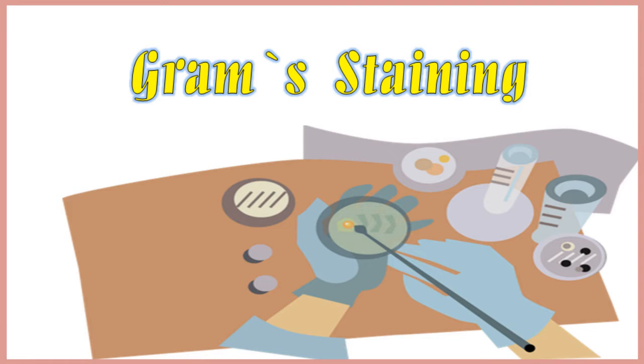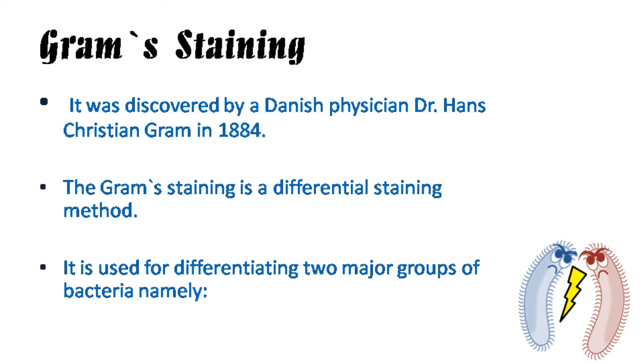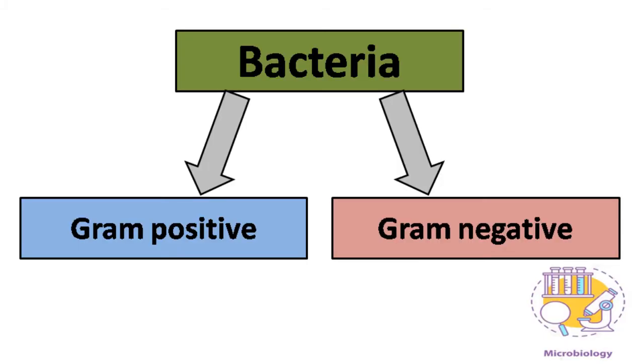Are you guys ready? So let's begin. What is gram staining? Gram staining was discovered by a Danish physician, Dr. Hans Christian Gram, in 1884. It is a type of differential staining in which we differentiate two major groups of bacteria, namely gram-positive and gram-negative bacteria. What is the principle of gram staining?